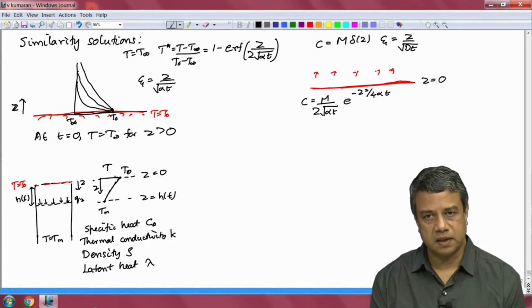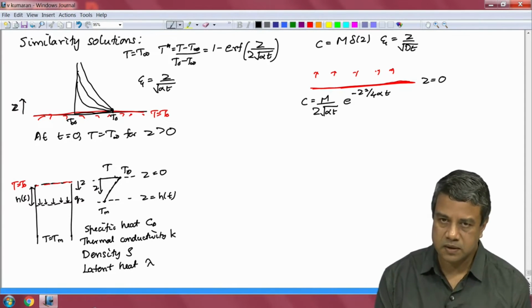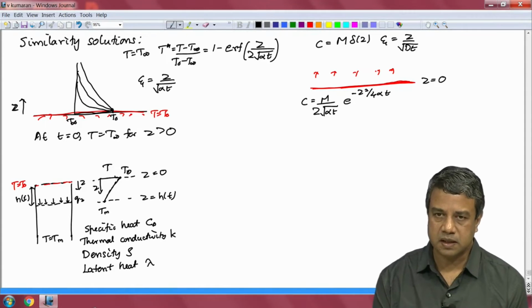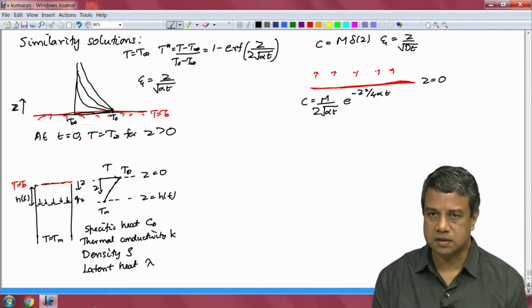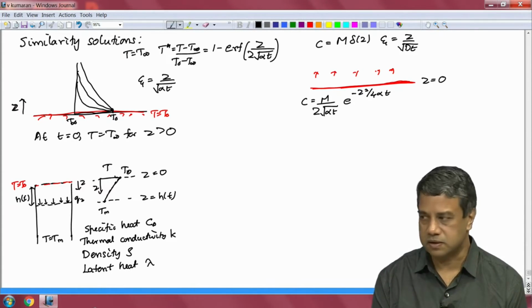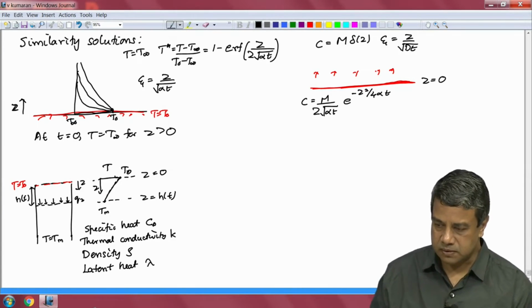First, we will solve the heat diffusion equation, and then look at the condition required for melting, and then see under what conditions we can get a similarity solution. So, that is the procedure that we will use here.